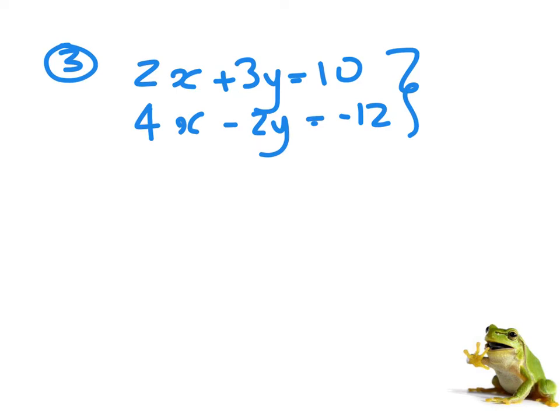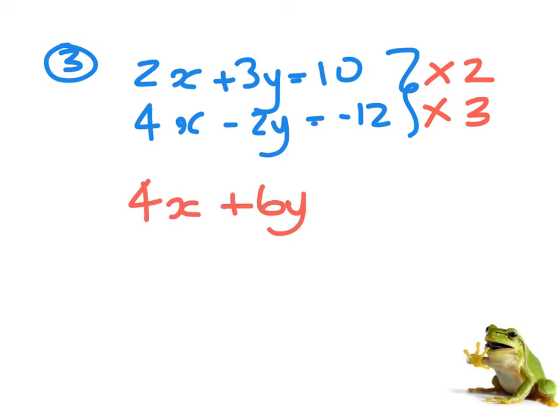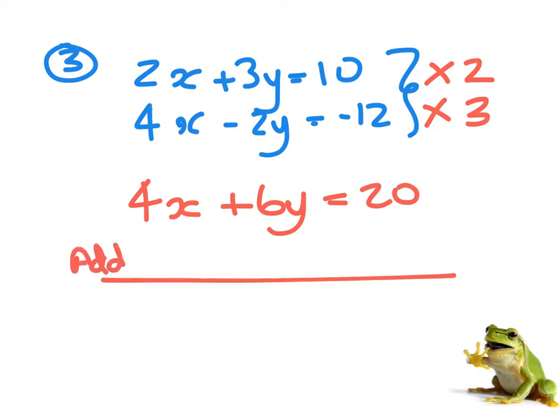Question 3, simultaneous equations. You need to decide which one you're getting rid of. You're either getting rid of the x's or you're getting rid of the y's. It's up to you which one you do. Most people tend to go for the middle ones. So if I was doing the middle ones, I would want to times the top row by 2 and the bottom row by 3. Okay, so if I times the top row by 2, that gives me 4x add 6y equals 20. Do a similar thing for the bottom row, and then do a great big add up sum. That'll tell you what x is. Substituting back in, you can find out what y is.